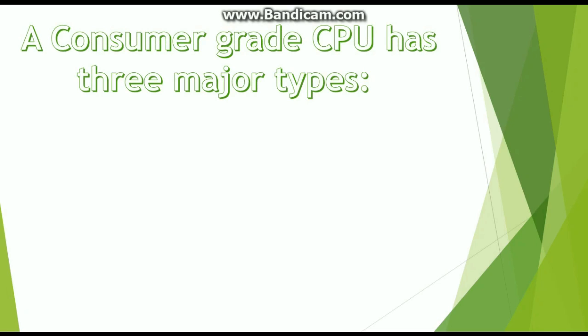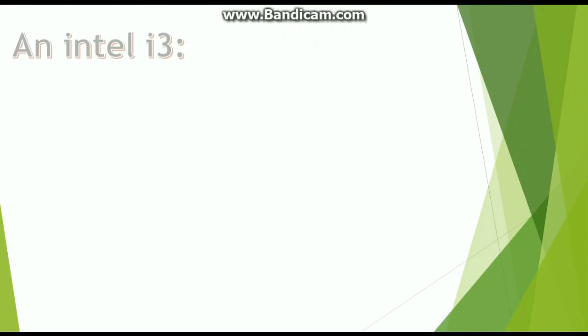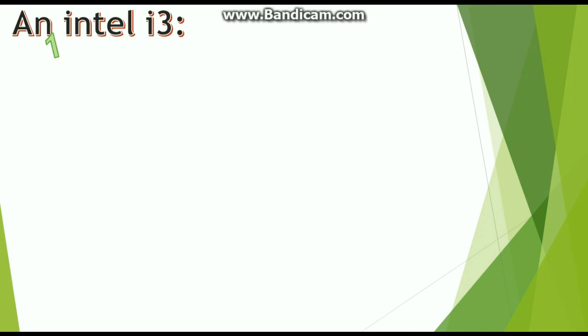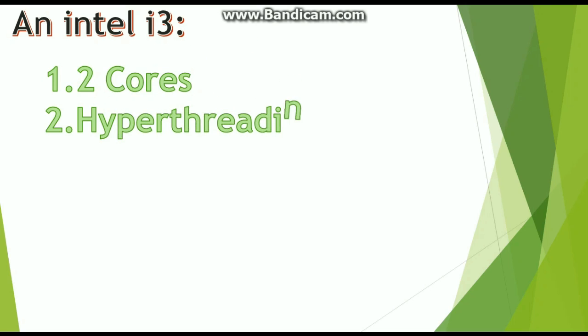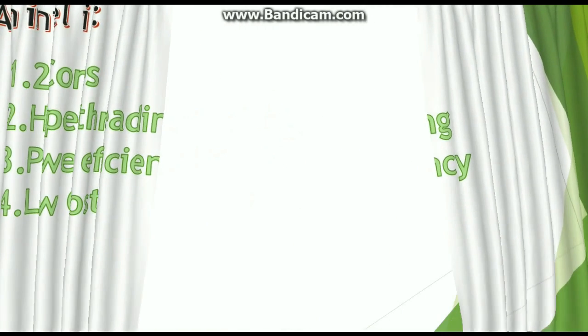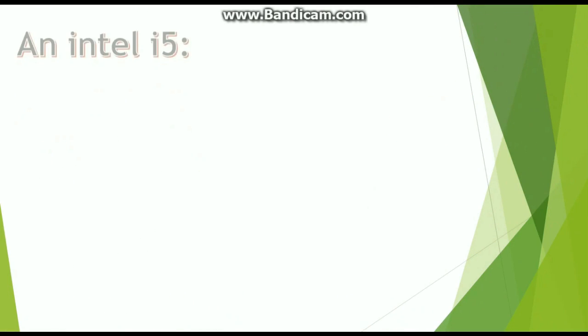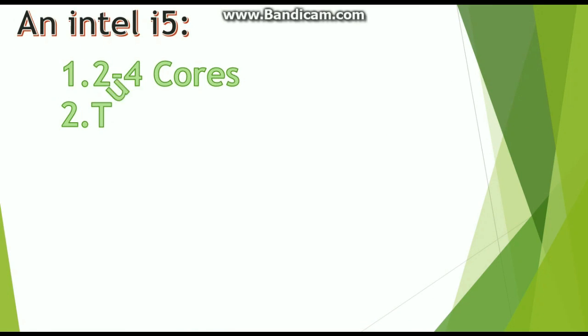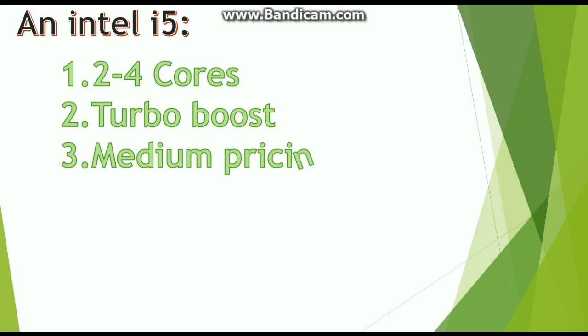Now, as I told, the consumer grade CPU basically has three major types: Core i3, Core i5 and Core i7. Core i3 will have two cores, hyperthreading for heavily threaded workloads, power efficiency, and it will cost the lowest of the bunch. Then the next CPU is the Core i5, which is the medium grade CPU. It will have anywhere from 2 to 4 cores, turbo boost technology, and medium pricing. That means it is costlier than an i3 but cheaper than an i7.